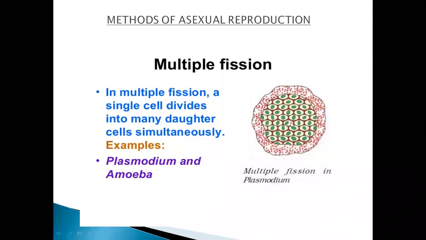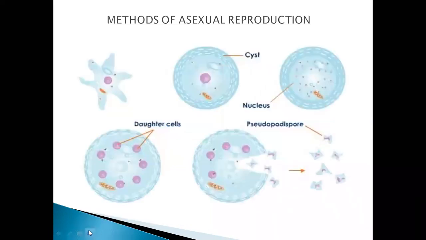So let's see multiple fission in the amoeba with the help of a diagram. Here is one parent amoeba. After that, you can see it has created a cyst around it. A cyst is a covering-like structure embedding this amoeba. They produce a hard wall. You can simply say the cyst is the hard wall or covering produced around the amoeba's body.